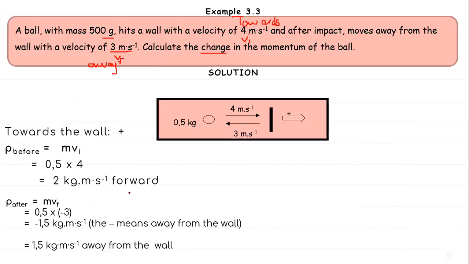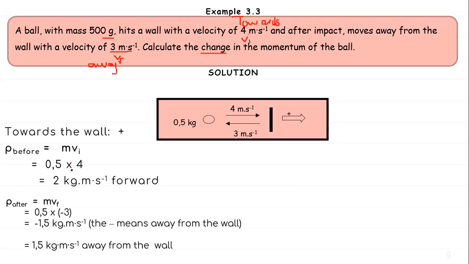right? So this is what I would expect you to be able to do. Firstly, the momentum before is P is equal to mv, which is 0.5 multiplied by 4, right? So the mass is 0.5, and why is it 0.5? Because I took the 500 grams and I divided by 1,000. So if I divided by 1,000, then it would give me 0.5 kilograms. Hence there I have 0.5, and the initial velocity is 4 meters per second.